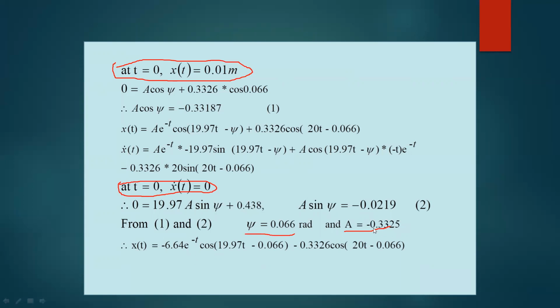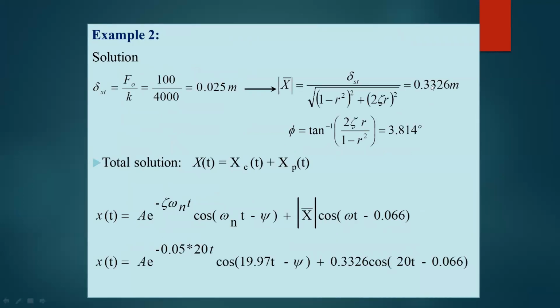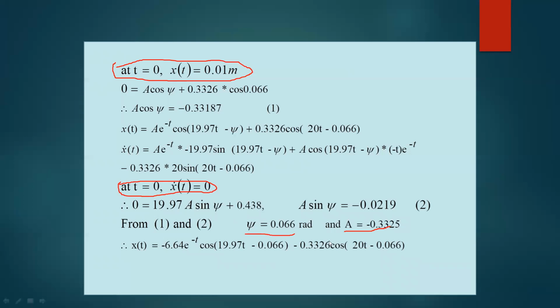No, this is just a minus of 0.3325 e raised to minus t cos of 19.97 t minus 0.006, minus 0.3326, that is the x value, cos of 20 t minus 0.0066. So this 0.0066 is the psi value. Okay, so this is not 6.